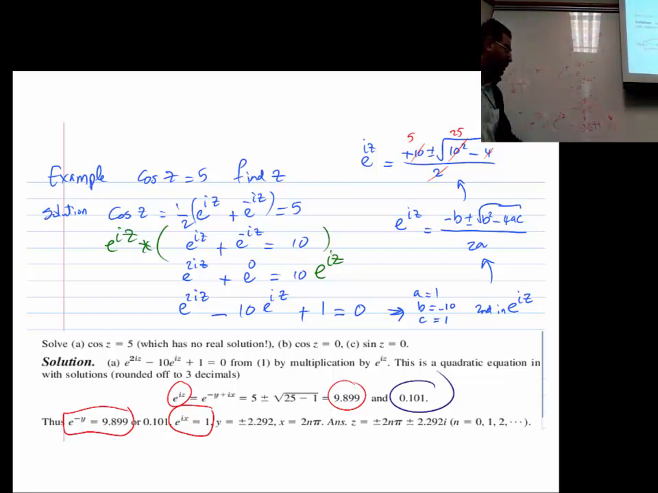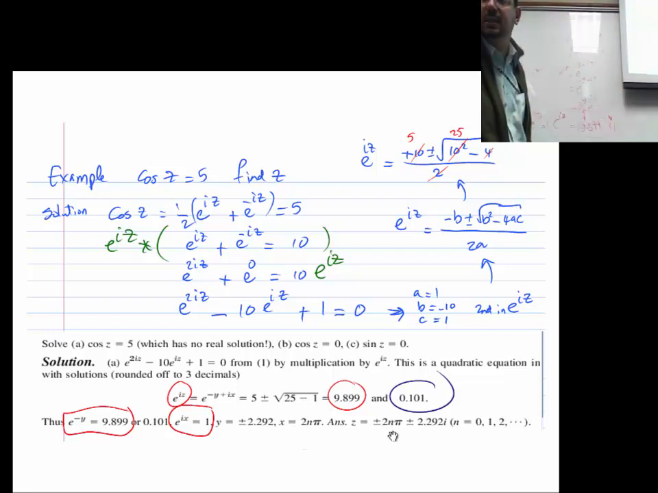So at the end of the day, after we managed to get our y and our x, let's remember what those x and y are. z is x plus iy. That's the x and y that we are solving for. So that's why here in the solution, look at this. He's saying z is plus or minus 2.292i. That's his y.